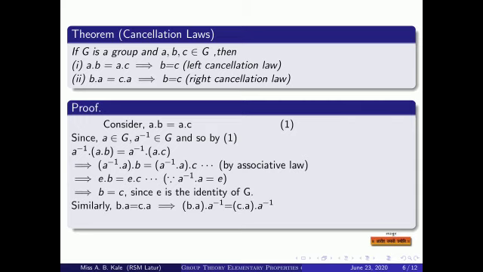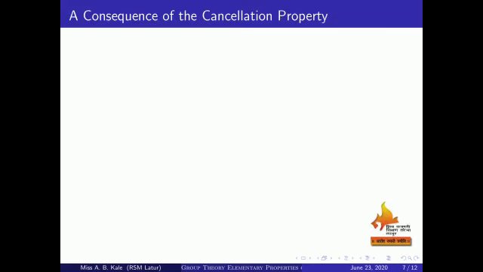Similarly, we can go for the right cancellation law. Consider B dot A is equal to C dot A. Now, by post multiplying A inverse on both sides and using associative property, we get B is equal to C. Hence, cancellation laws hold in a group G.